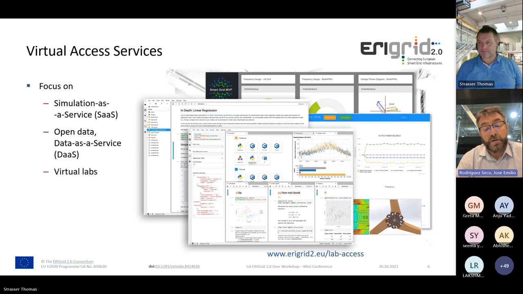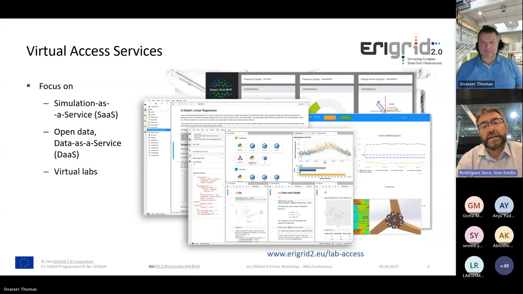Also, in ERIGrid 2.0, in addition to the physical laboratory access, we are providing a quite new service, the so-called virtual access services. This is basically the provision of online services, such as online simulations or data repositories that can be accessed online with no need for administrative issues. This is something new in this project.